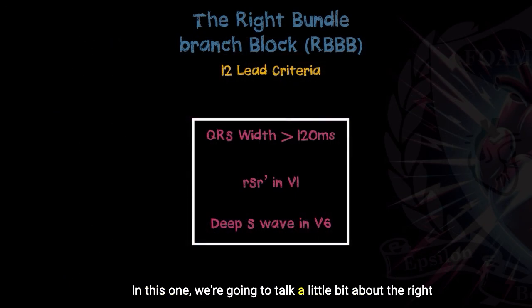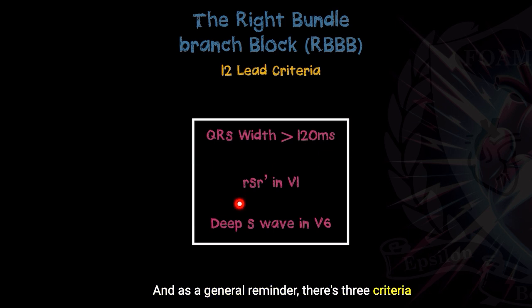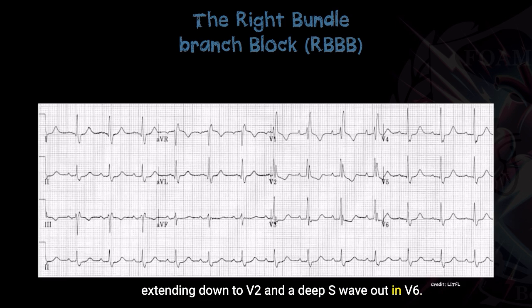In this one, we're going to talk a little bit about the right bundle branch block and some clinical context. But as a review, in the last episode on the right bundle branch block, we talked about the pathophysiology of the right bundle branch block, why we see what we see on the 12 lead. And as a general reminder, there's three criteria: QRS width greater than 120 milliseconds, that RSR prime in V1, sometimes extending down to V2, and a deep S wave out in V6.